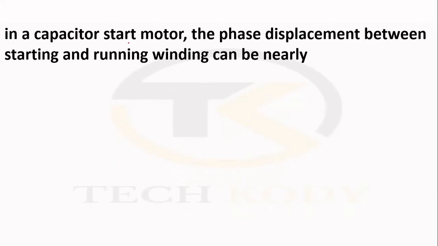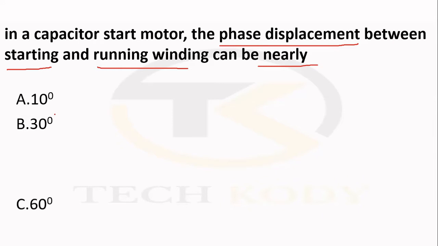In a capacitor start motor, the phase displacement between the starting and running winding can be nearly what? Here they asked the phase displacement between the starting and running winding in a capacitor start single phase motor. It will be 10 degrees, 30 degrees, 60 degrees or 90 degrees. It should be nearly 90 degrees. In a capacitor start motor, the phase displacement between starting and running winding can be nearly 90 degrees.